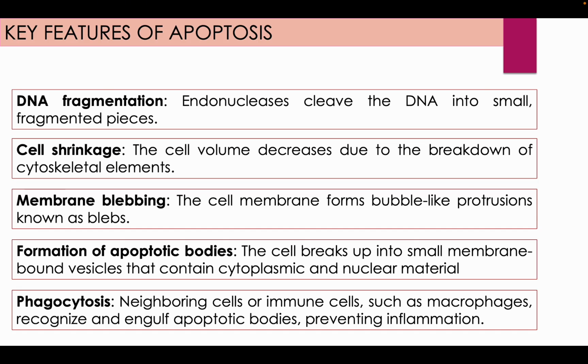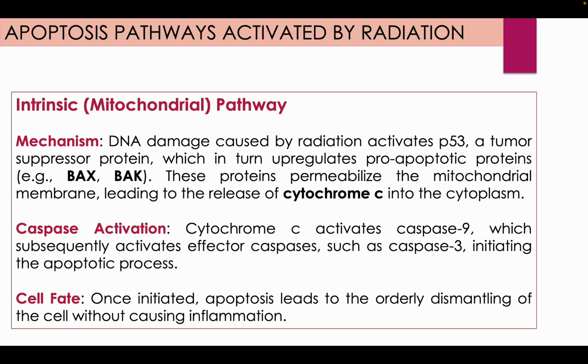Okay, so mentioning apoptosis, we have the apoptosis pathways activated by radiation. So, we have two pathways. We have first the intrinsic, also known as the mitochondrial pathway. The mechanism is that the DNA damage caused by radiation activates P53, which is a tumor suppressor protein, which in turn upregulates pro-apoptotic proteins. These proteins permeabilize the mitochondrial membrane, leading to the release of cytochrome C into the cytoplasm. So, we also have the caspase activation and also the cell fate of this pathway. The cell fate, once initiated, the apoptosis leads to the orderly dismantling of the cell without causing inflammation. So, that is the first pathway that is activated by radiation.